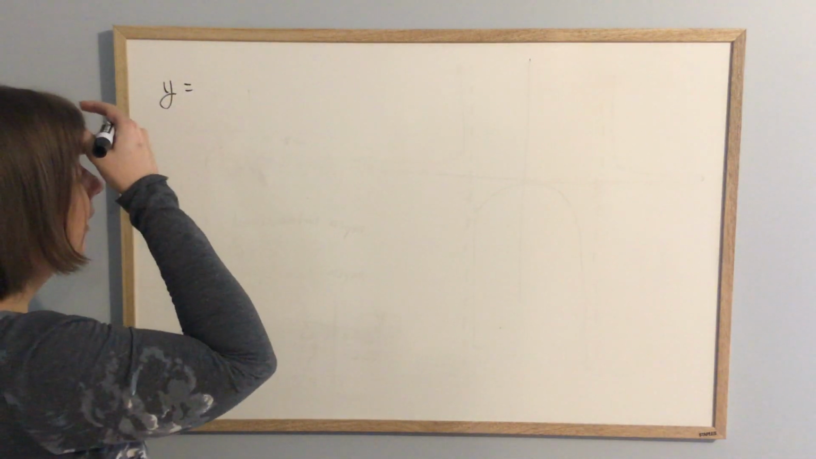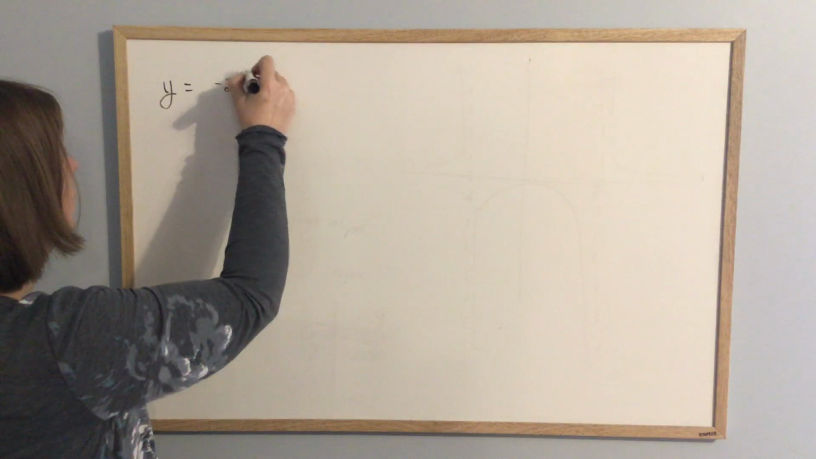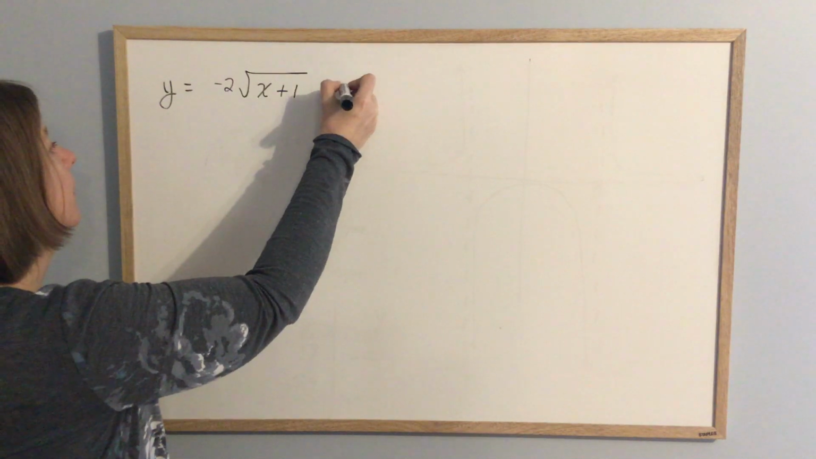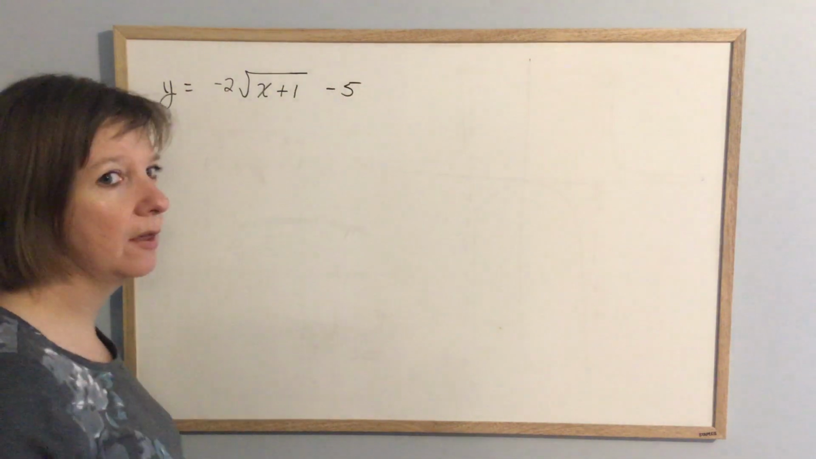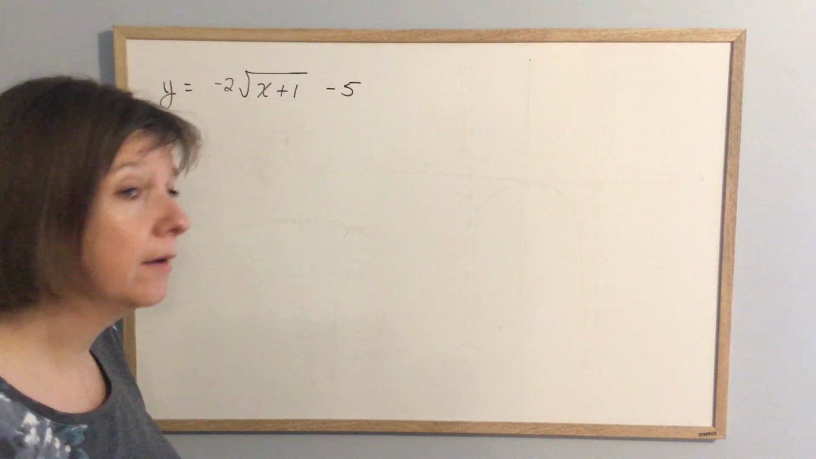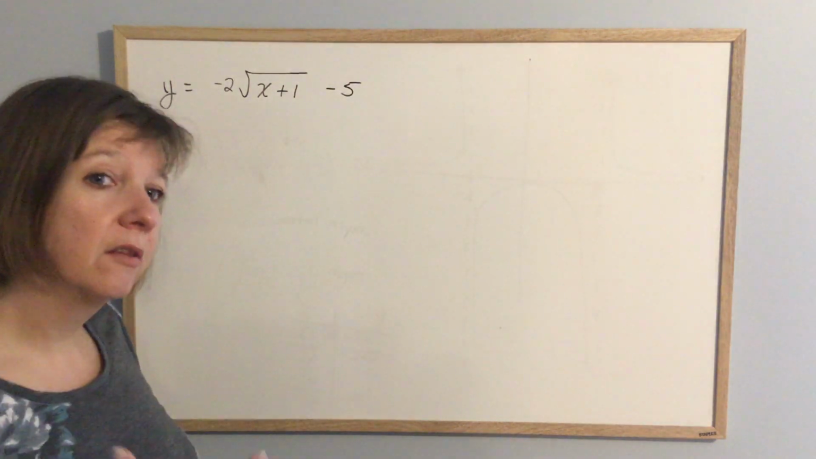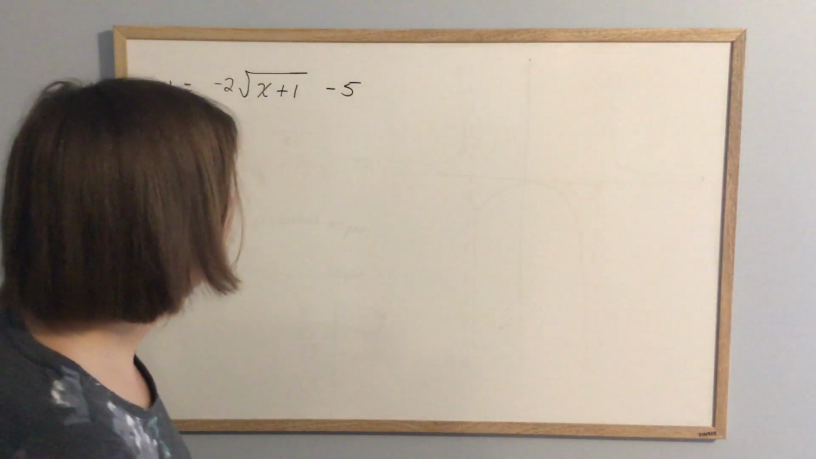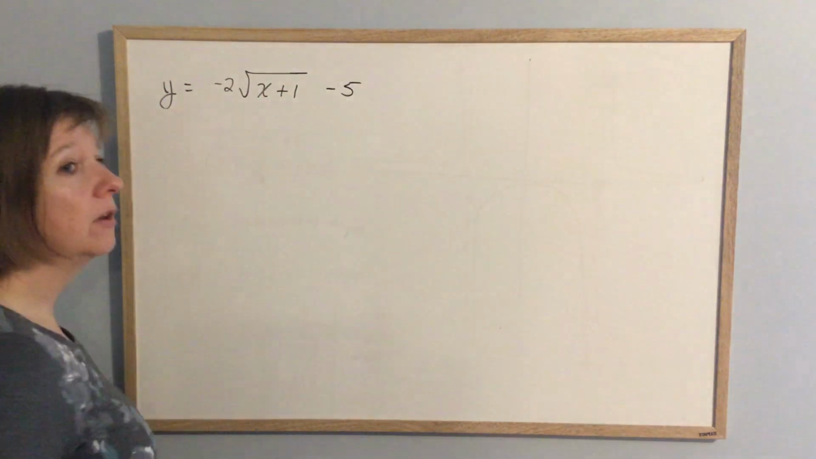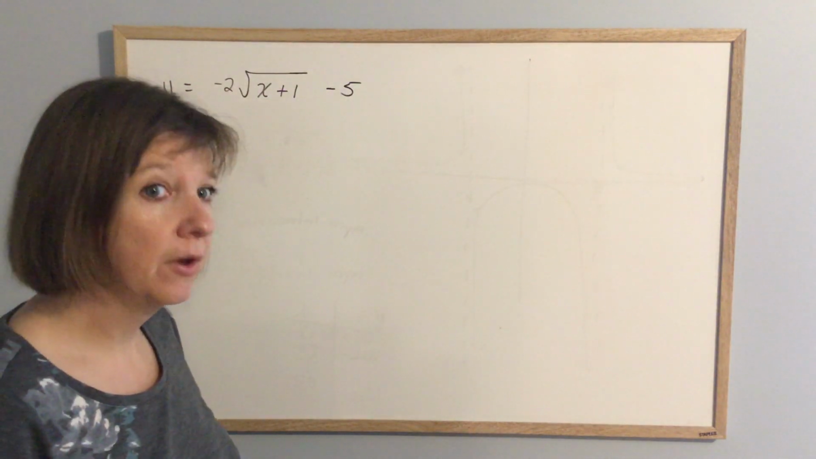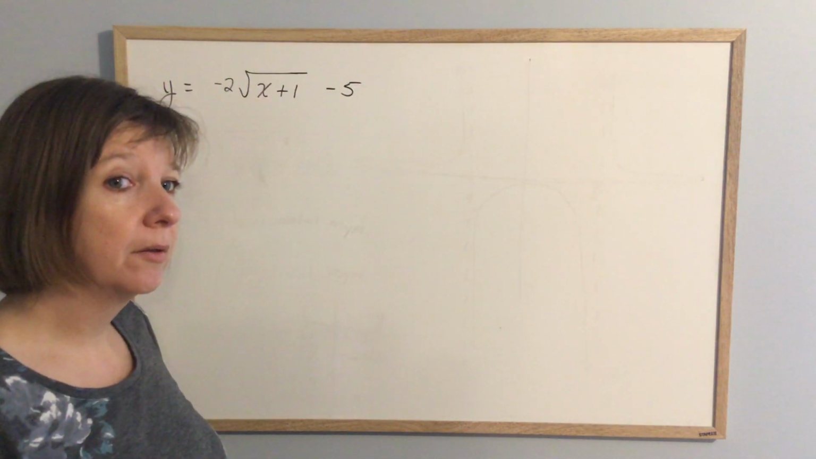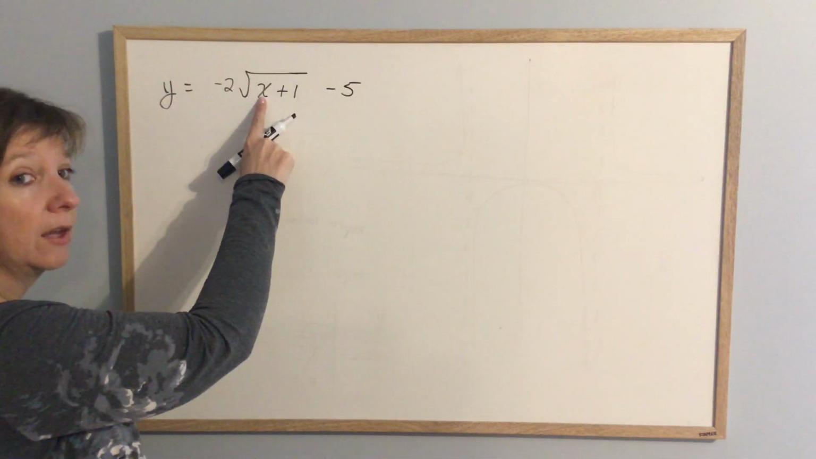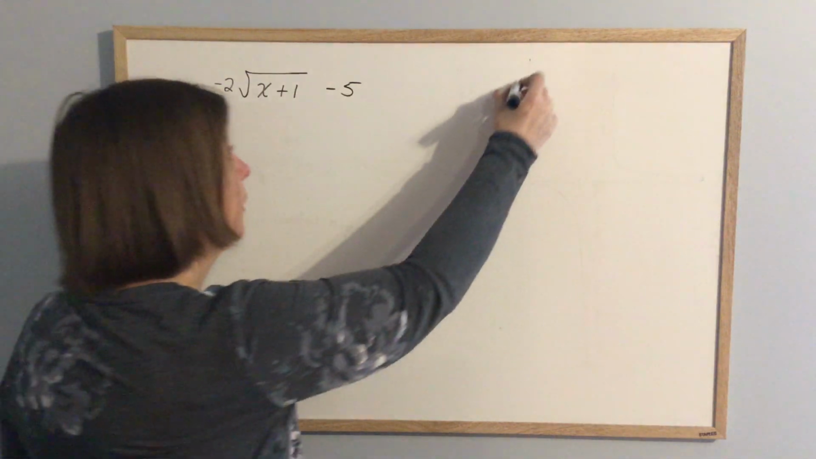But if I have y is equal to -2 root x plus 1, minus 5, let's say that's what my equation was. There's no asymptotes because this is not a fraction. No fraction, no asymptotes. However, I know that underneath the radical, I cannot have any number that would make whatever is under the radical less than 0. So the smallest this can be is -1, because -1 plus 1 would make 0.